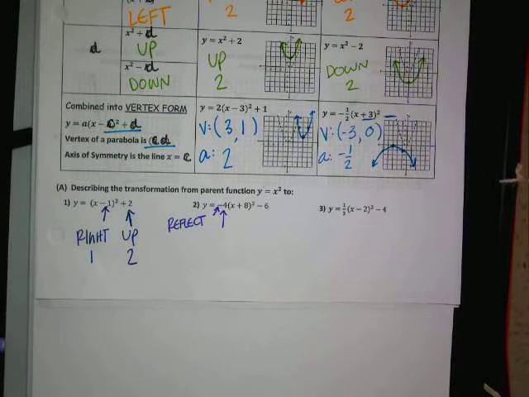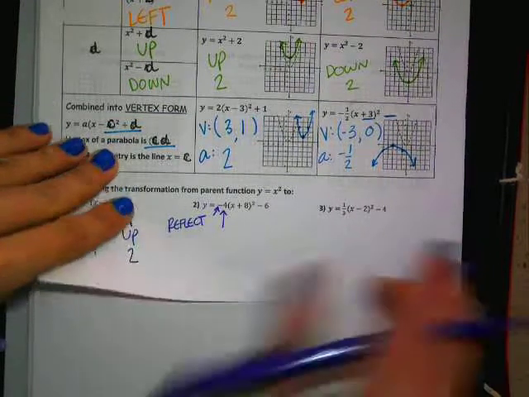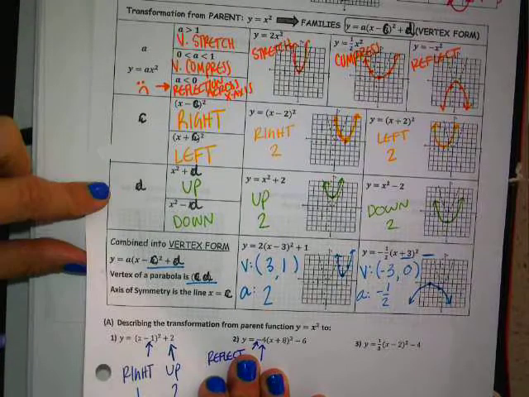The 4. Silverio, what kind of transformation is the 4? Just the 4. Remember, you're not worried about the negative anymore. Just the 4. Okay, so is it in the spot of the A, the C, or the D?